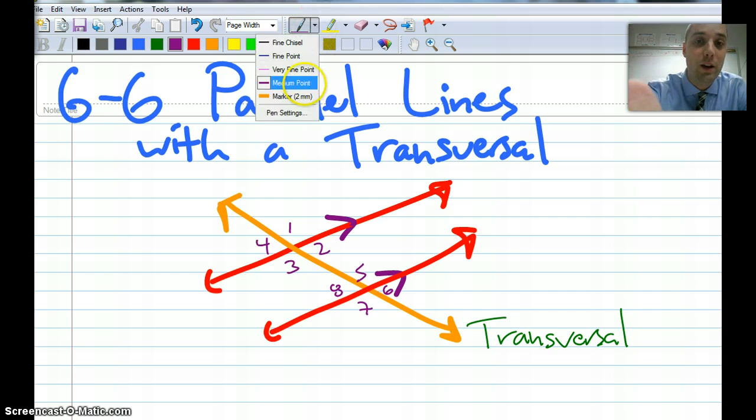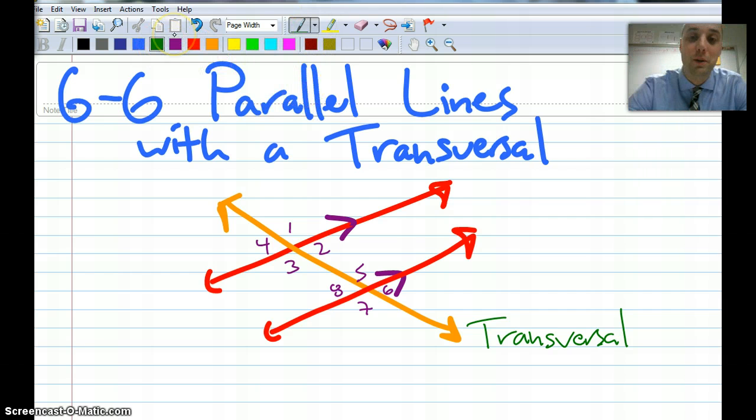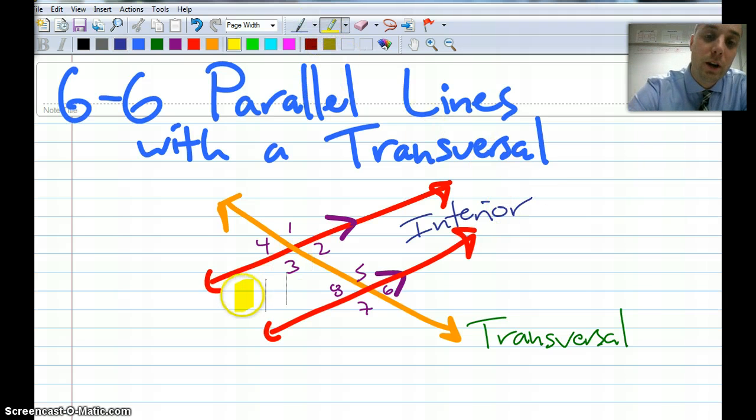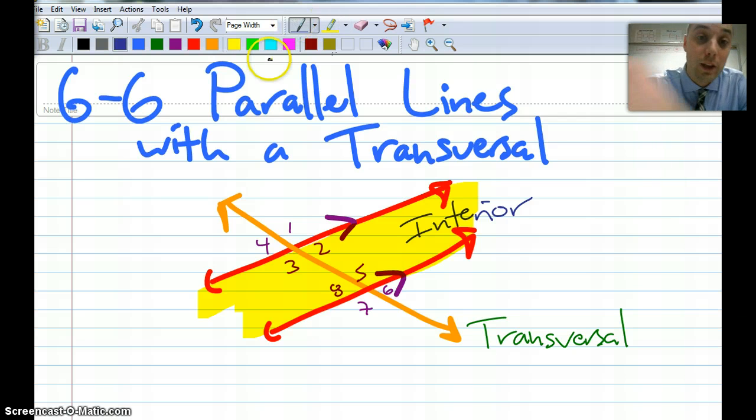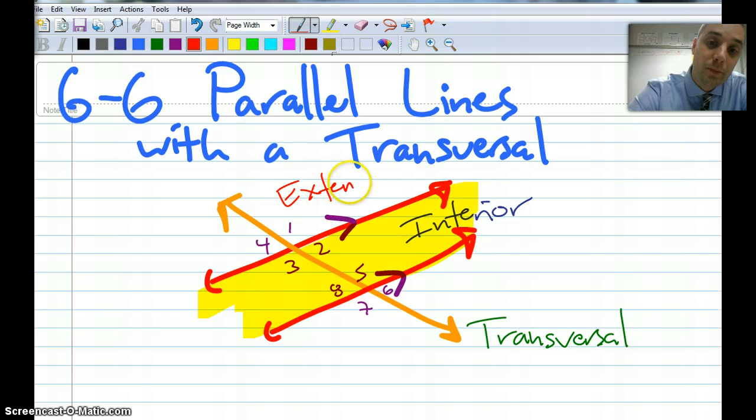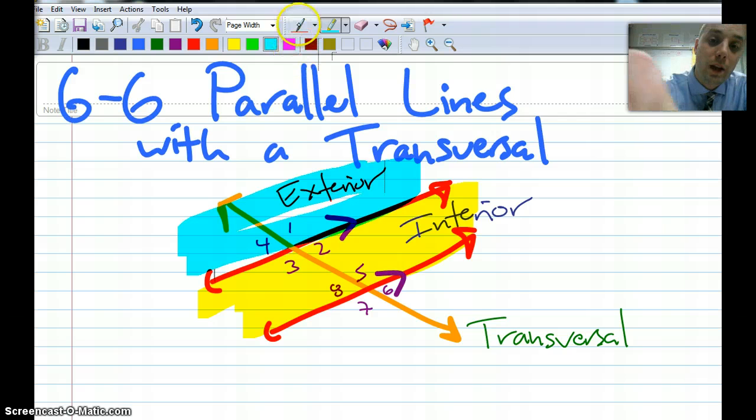The other area, and two words that I want to introduce to you right now, other than transversal, are relating to this picture. The words are interior and exterior. The interior is the space between the parallel lines. So jot that down, interior. I'm going to color that whole thing yellow, just so you can see where the interior is. The exterior has two parts here. It's the part above the transversal. That's an exterior part. I'm going to color that teal. And then below, this is also the exterior.